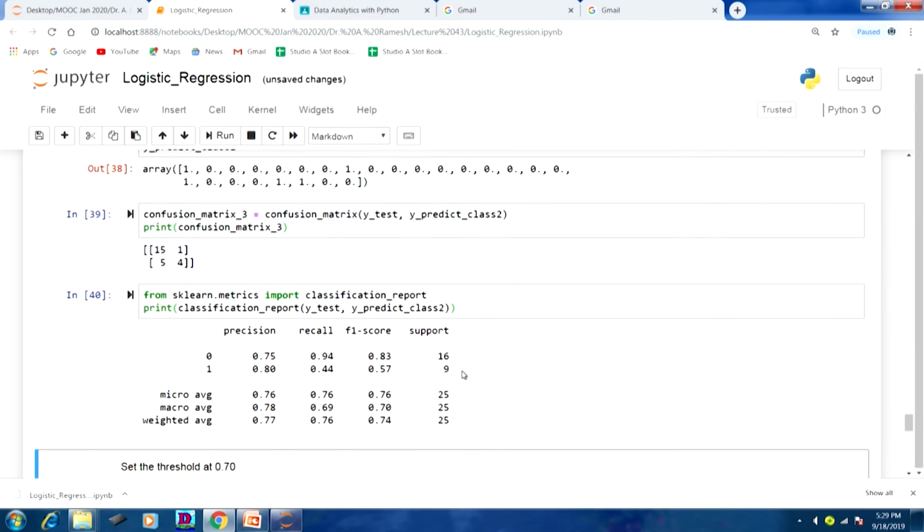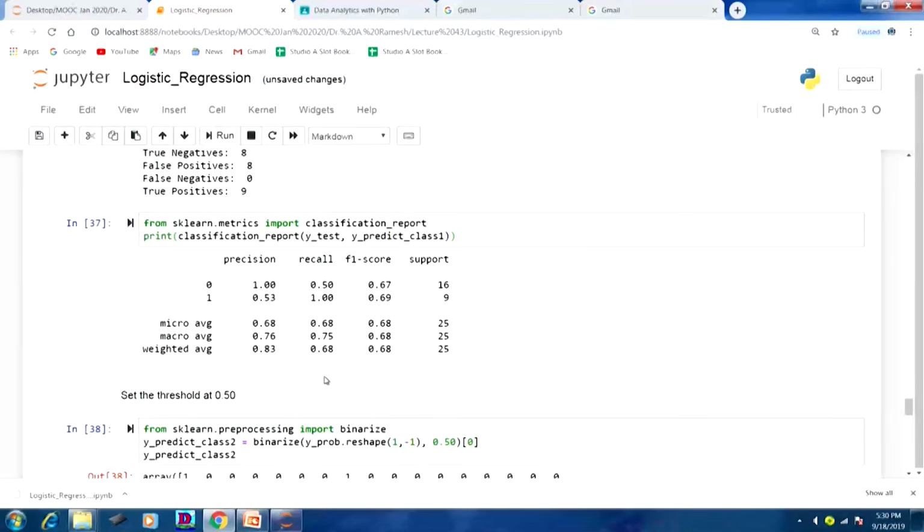You see that this 0 represents specificity, which is increasing. So, what is happening here? And sensitivity is decreasing. When the threshold value goes towards the right hand side, specificity is increasing, sensitivity is decreasing.